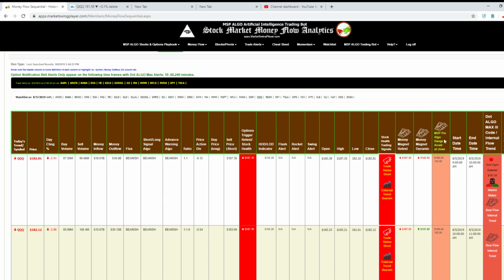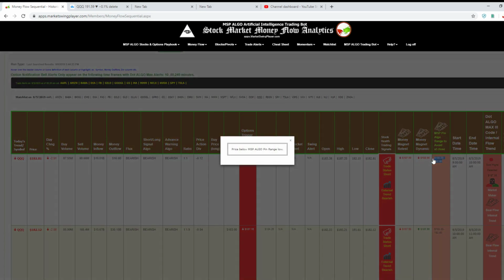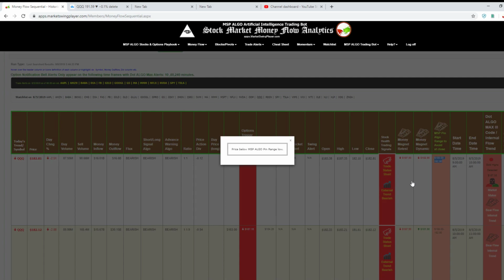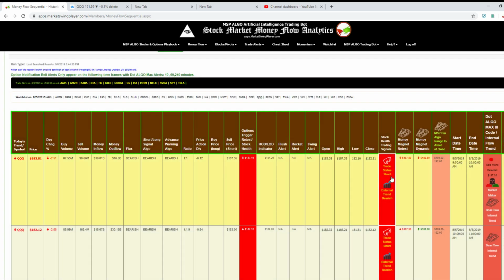And then we got MSP pin algo, range to avoid at close. At the end of the day, we believe price will not close in between 189 and 192. Obviously, it's far away from that right now. It doesn't look like it's even going to go up there. So that's how you know where resistance and support is. Because if price is below it, it says price below MSP algo pin range low. So that tells us it's bearish, right? So we know that level's resistance. The start date time, end date time.